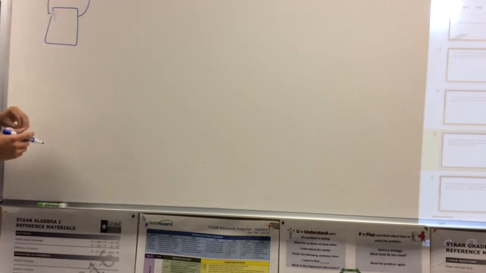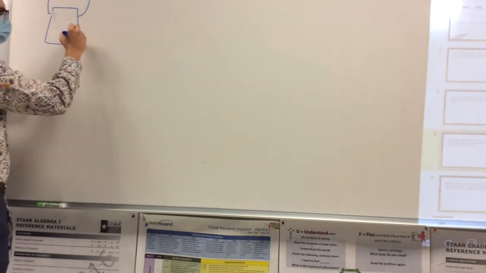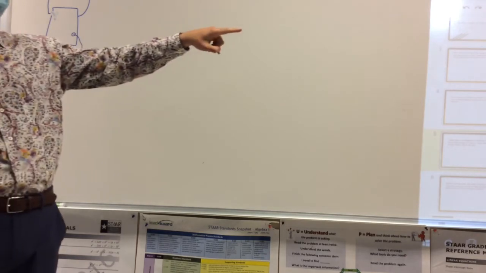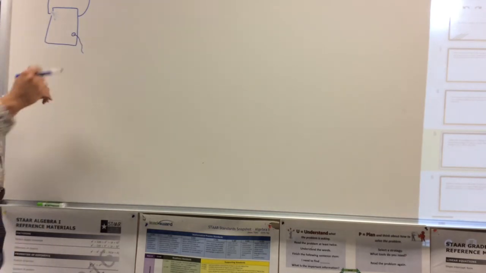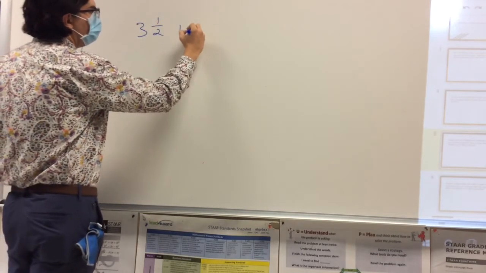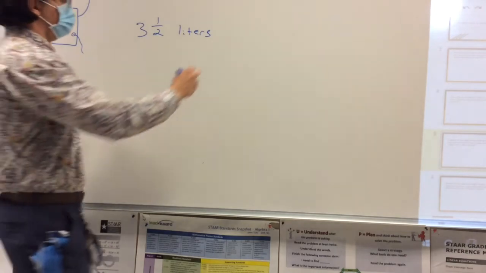So here's our metal pail. It looks more like a square head with an afro, but we're going to call it a metal bucket. And there's a hole in it right here, and water is leaking out of this, okay? And it says you've noticed that it drained a total of 3.5 liters in 4 days.